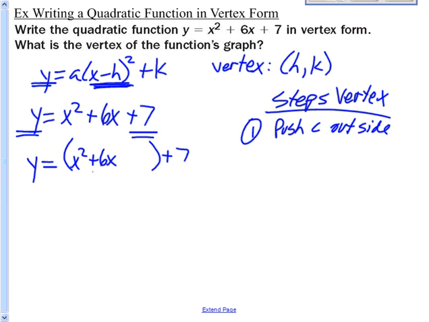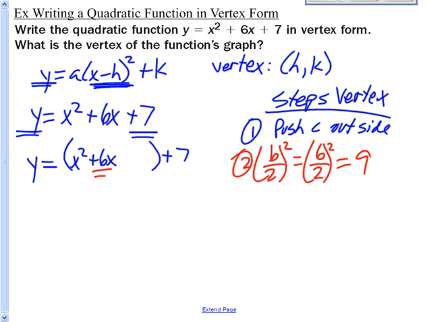Okay, so I go ahead and take my b term, my 6, take that b over 2 and square it. So in this case I got 6 over 2 squared. So 3 squared is 9. Okay, so I add that 9 in. Make sure I really added 9. Now I don't have anything in front, right? I didn't have to worry about it because my a value was 1. Okay, so I did really add 9.